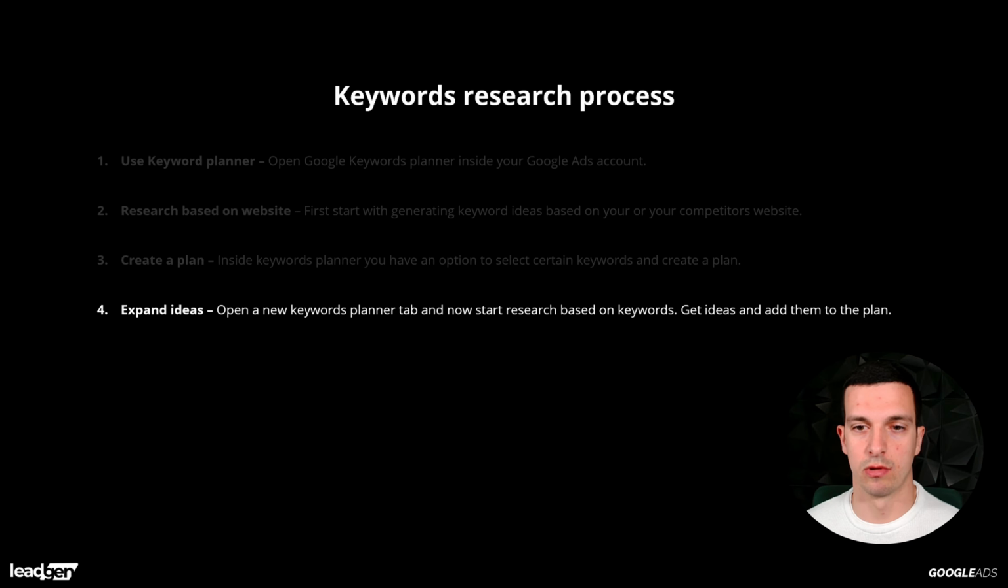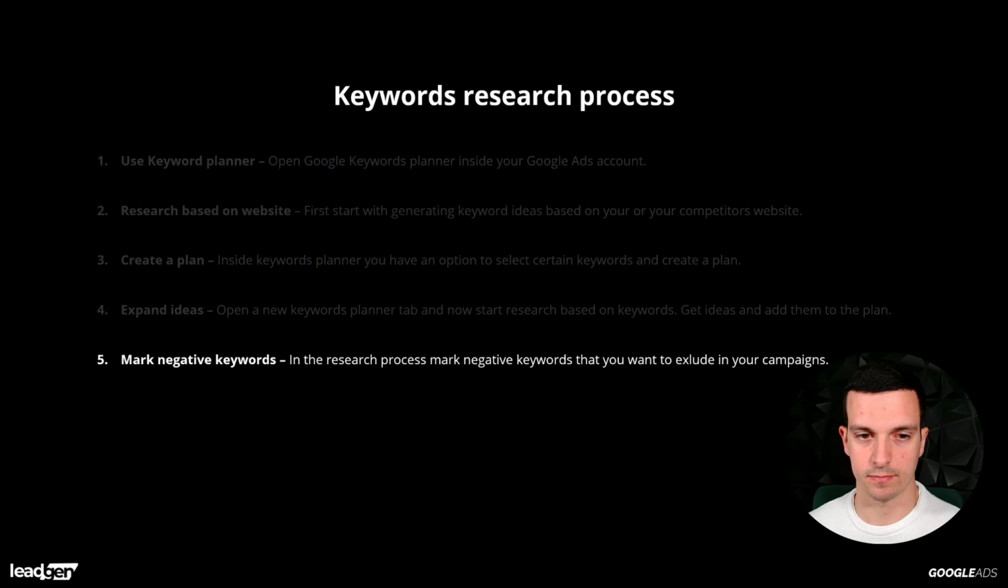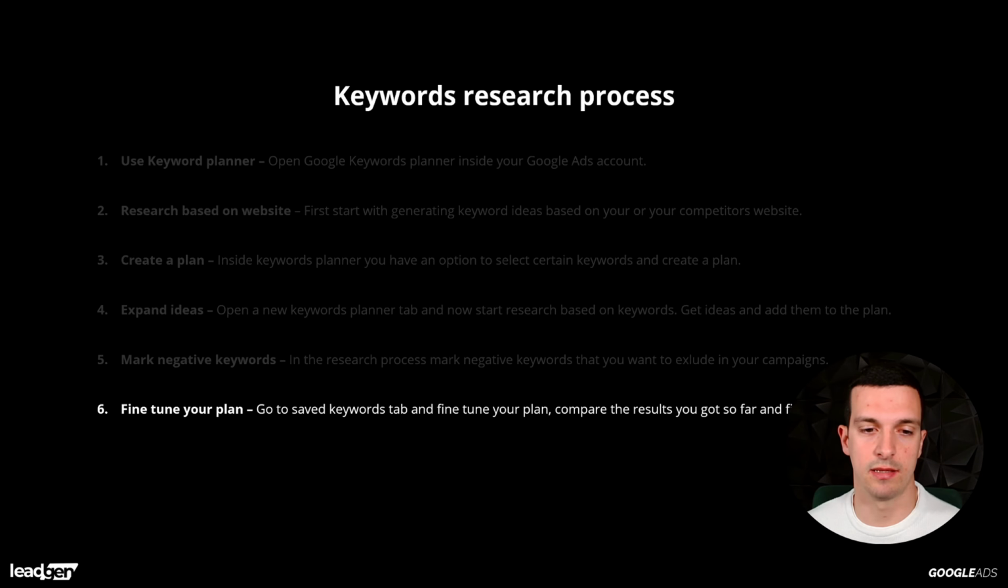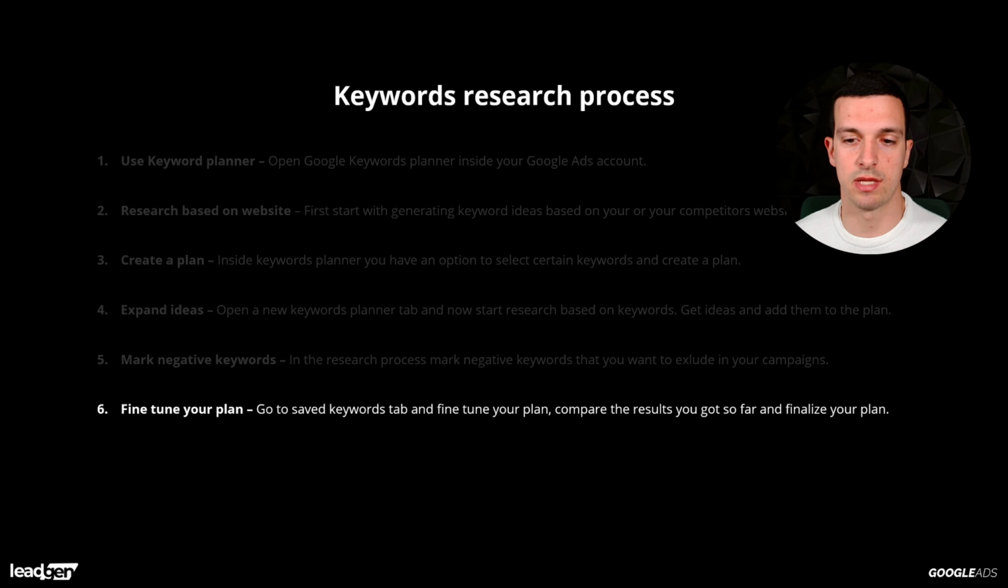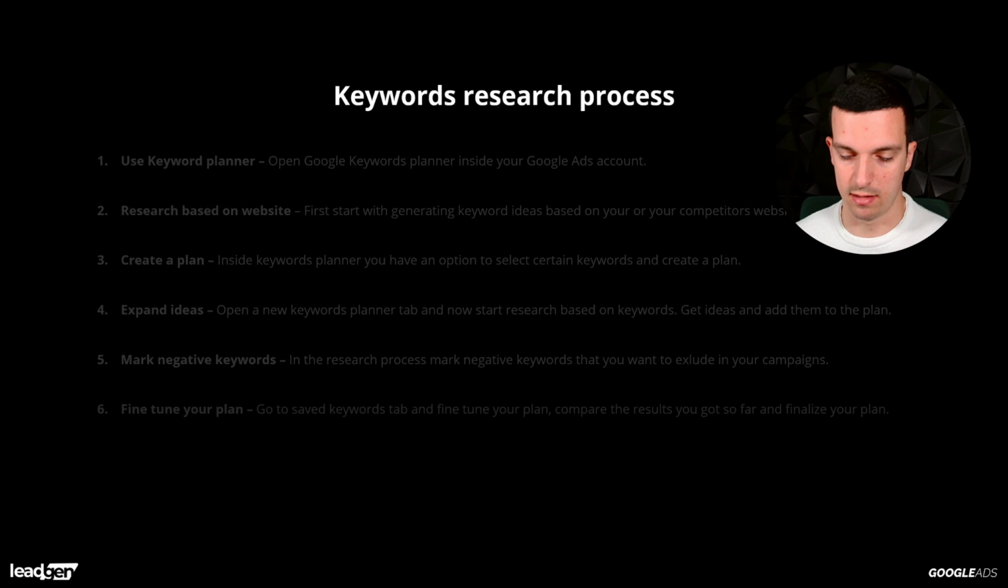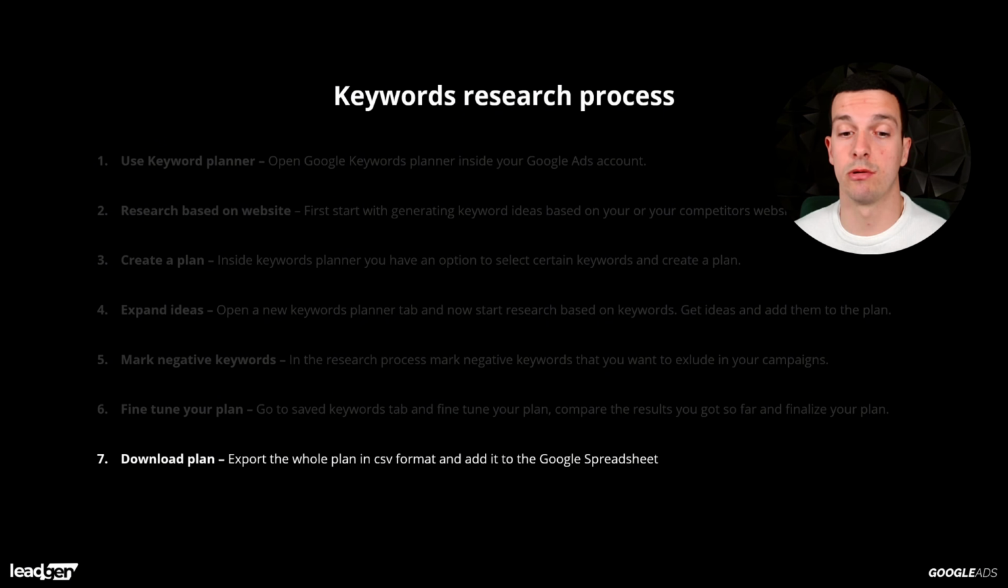Open a new Google Keyword Planner tab, and now start research based on keywords, get ideas, and add them to the plan. Mark negative keywords. In this process, you're gonna see a lot of keywords maybe that you don't want to bid on, and then we're gonna mark those and use them in our planning, and then fine tune your plan. Go to the Saved Keywords tab and fine tune your plan, compare the results you got so far, and finalize your plan. And at the end, you're gonna download the plan, export it in a CSV format, and then we're gonna add it to the Google spreadsheet that I'm gonna share.